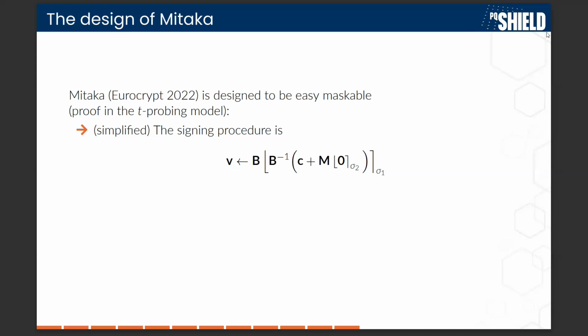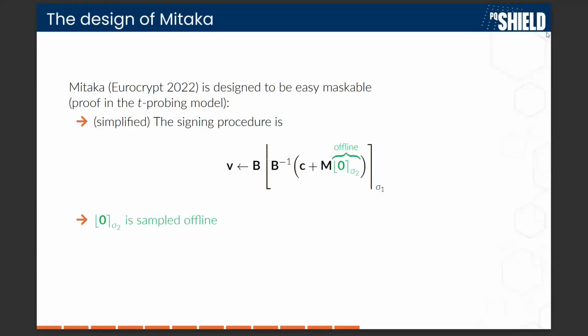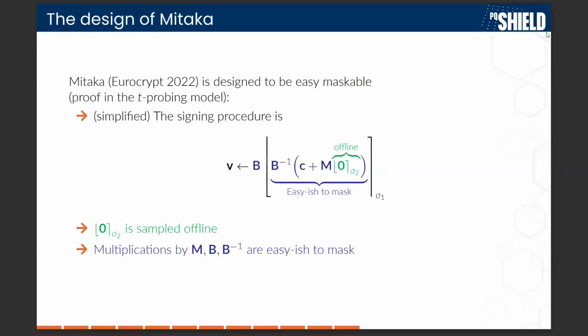So let's look at the different pieces of the signing procedure in the masked setting. The first point is nice. This initial short random vector can be done offline. So there's not really anything you have to mask. If you can do this offline and store the result, that's fine. These multiplications, so M and B inverse are secret elements, they're secret matrices. And so they have to be masked when you multiply.